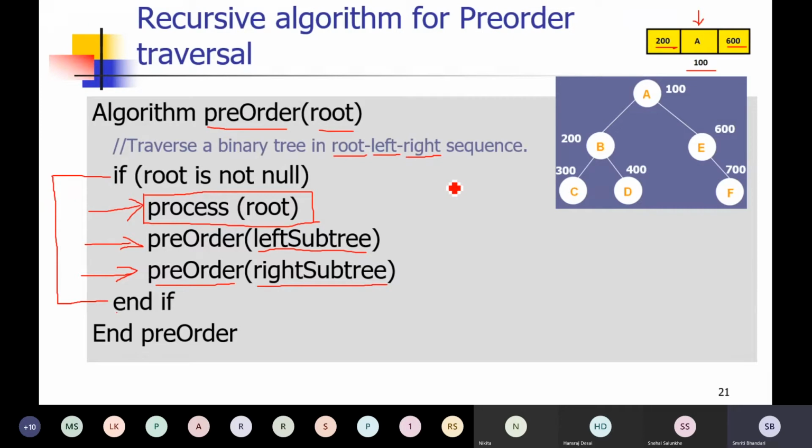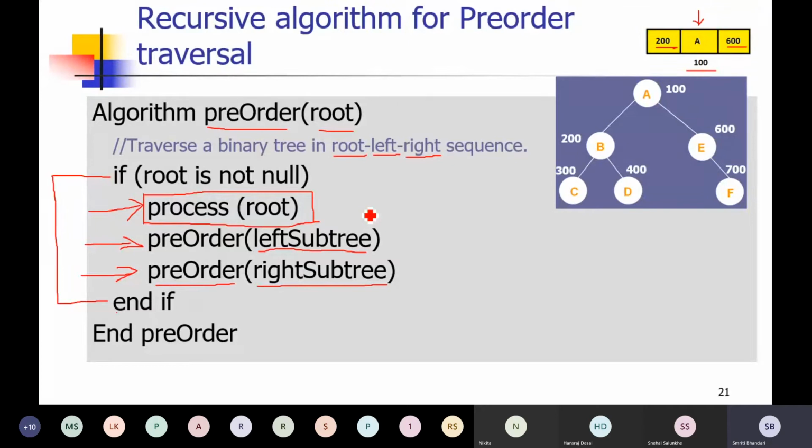Right now, let us assume that processing a node simply means printing the data in that node. So whenever I say process A, what I am trying to do is simply print that data A. But depending on the application, this processing may be different. If, for example, I am storing some numeric data in each node, and I would like to sum up all that data, then my processing would be different.